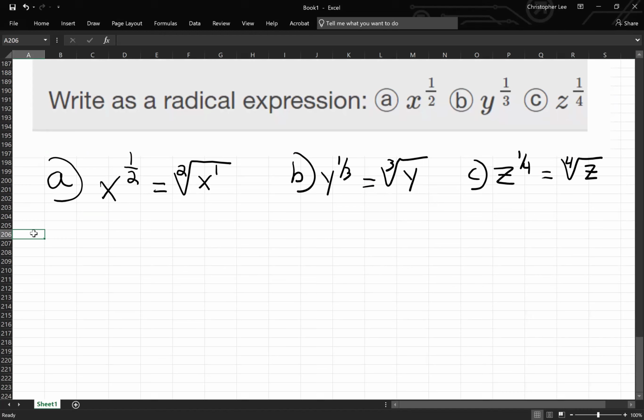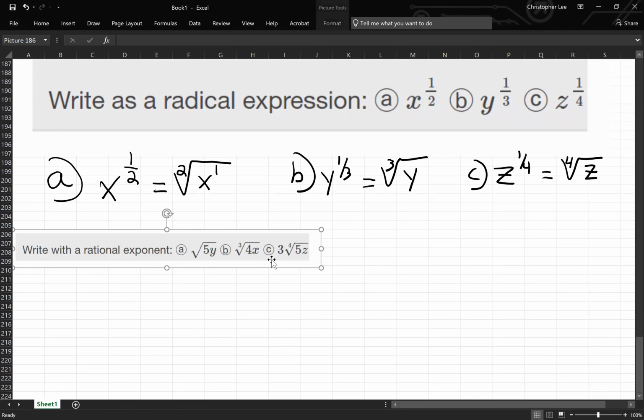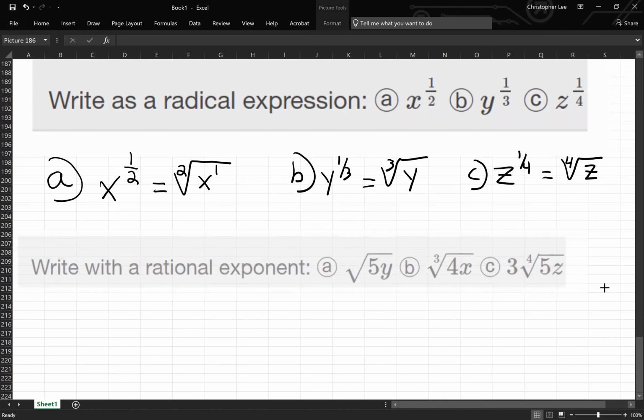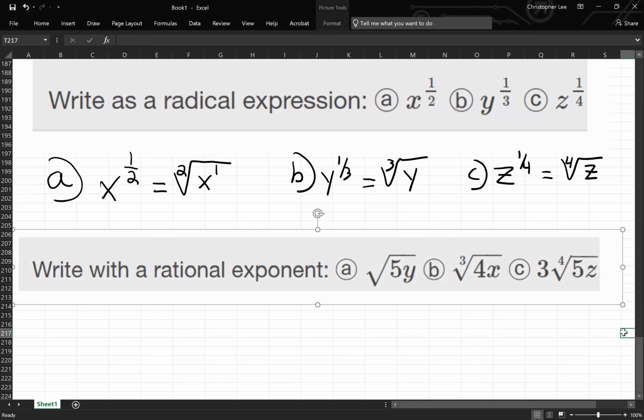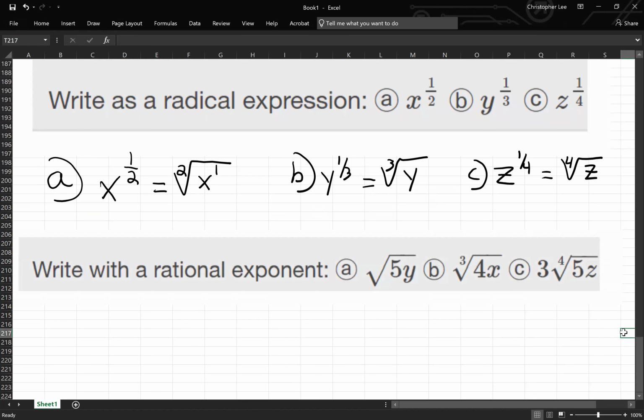All right, let's go in reverse. So let me do A and then y'all can do the rest, right? So for A, I have the square root of 5y. So this is going to become what? Open parentheses, put my radicand inside. This is 5y raised to the 1 over the index over here, which is a visible 2, so to the half power. That's it.